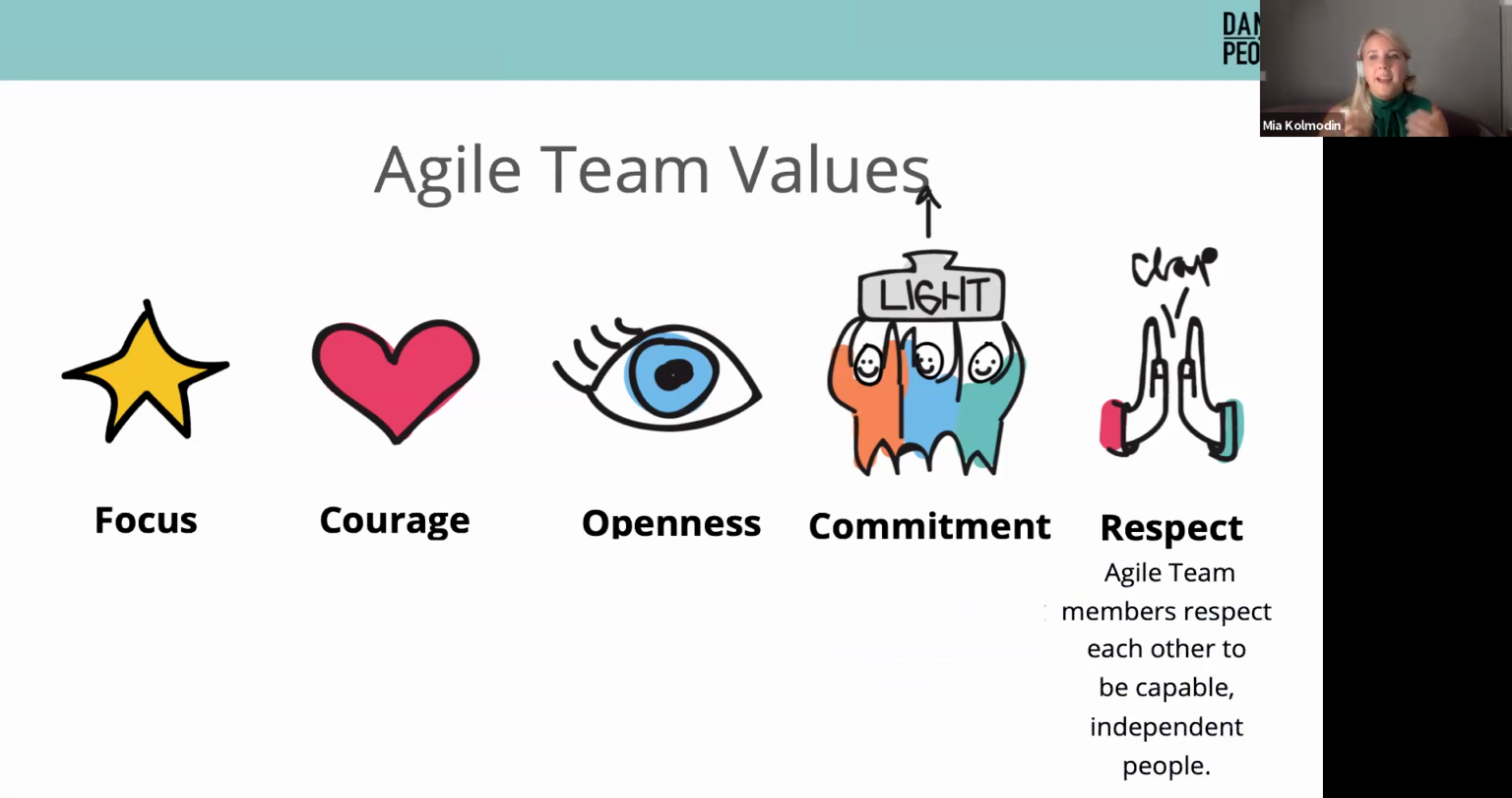And respect. Agile team members respect each other to be capable, independent people. So we treat each other as grown-ups and human beings who are taking responsibility for our own work and everything that we do. So these are the core values of an agile team.